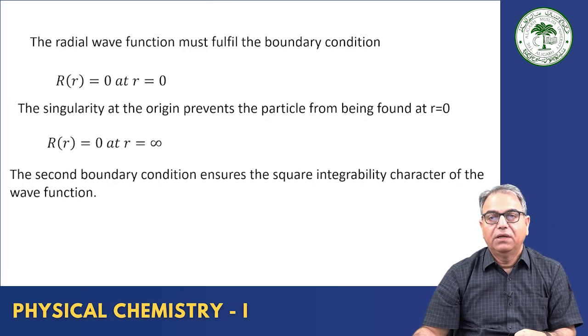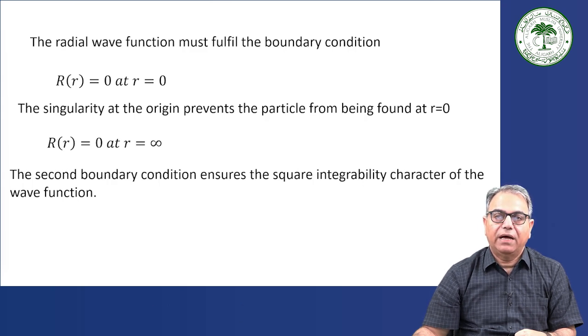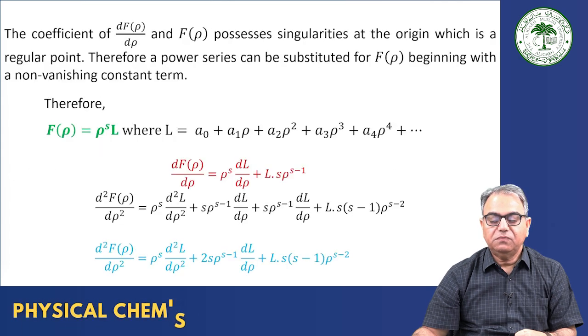We are finding out the electronic wave functions. So, electron is present outside the nucleus, and so the singularity is that R should be 0 at r equal to 0. And another is that it should be 0 even at infinity. The function should be 0 at infinity also. So, the second boundary condition ensures the square integrability character of the wave functions. And if you use this singularity, then a solution of this equation could be written as a power series.